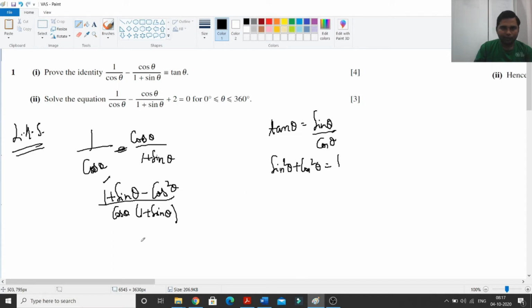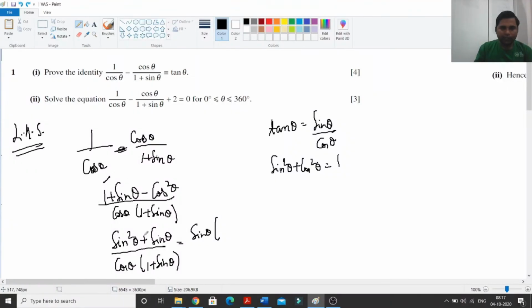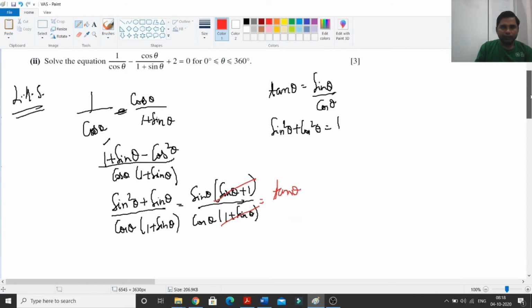So can we write 1 minus cos square theta as sin square theta? So we can write sin square theta plus sin theta, because 1 minus cos square theta will become sin square theta, and here cos theta times 1 plus sin theta. In the numerator, if you take sin theta common, you will get sin theta plus 1 divided by cos theta times 1 plus sin theta. So isn't it, this gets cancelled out because they are in product form. Sin theta plus 1 and 1 plus sin theta get cancelled, and we'll get sin theta over cos theta, which is tan theta. So that's the proof. So this is part first.